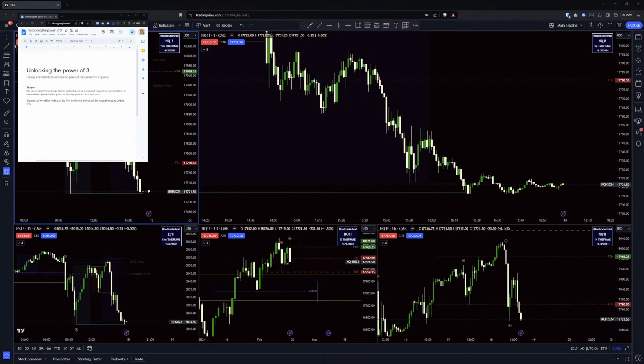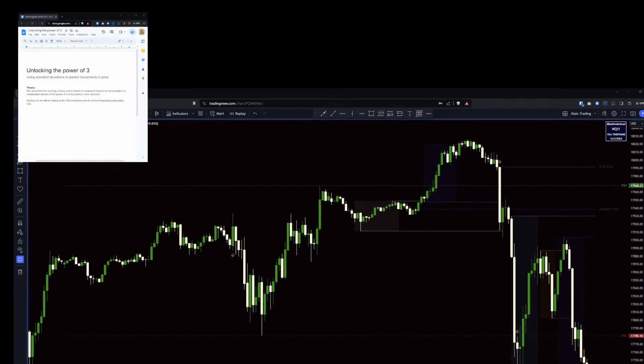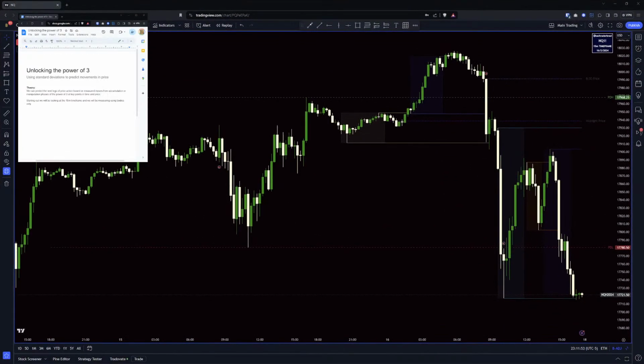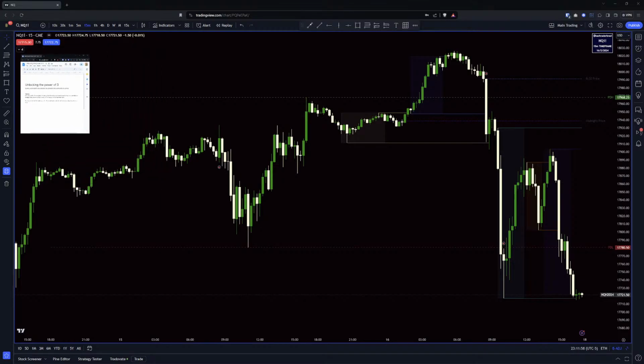It makes sense, right? So the concept of the power 3, if you don't know it, it is an ICT concept. It's basically, oh shit, I'm trying to move the other thing. Let's move this really little. It's basically that there's 3 stages of every candle, right? So of a daily candle, that's really what you're typically thinking about, but every candle has these 3 stages.